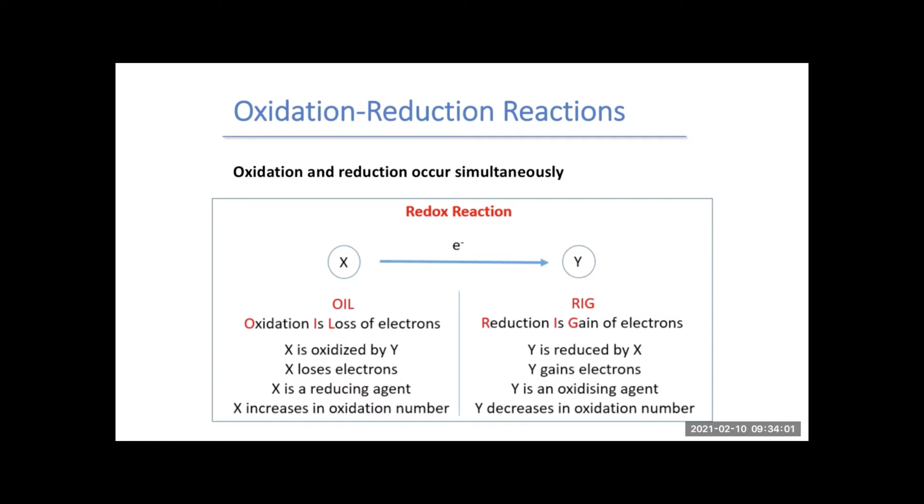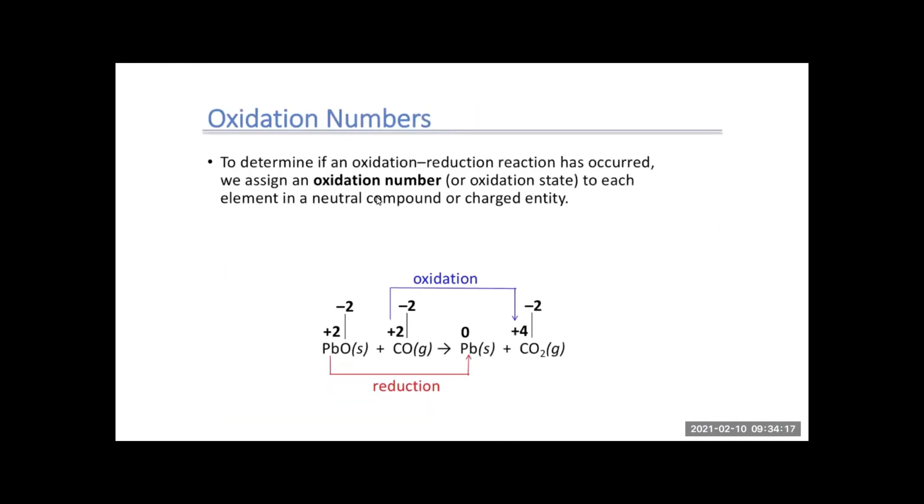So now that we know some of the terms about oxidation reduction, and we know that when something is being oxidized, it's losing electrons, and when something is being reduced, it's gaining electrons, we notice the oxidation numbers changing. That's what we're going to focus on in this video: oxidation numbers. The oxidation number is used to determine if a redox reaction has occurred.